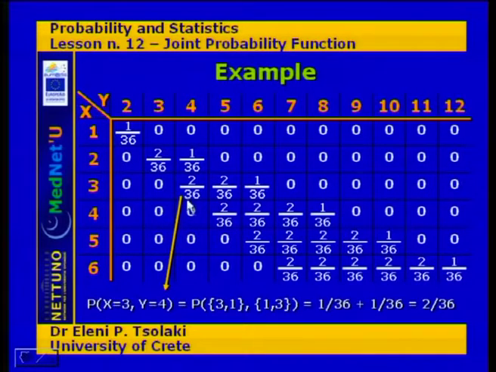For example, if we take this element here, 2 over 36, what does it mean? It means that the random variable x is 3, that is, the maximum of the numbers that we have observed from the two dice is 3. And also it means that y equals 4, that the sum of the two numbers is 4.